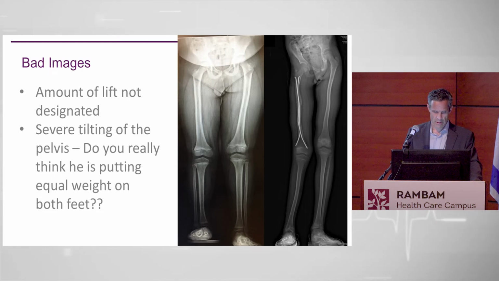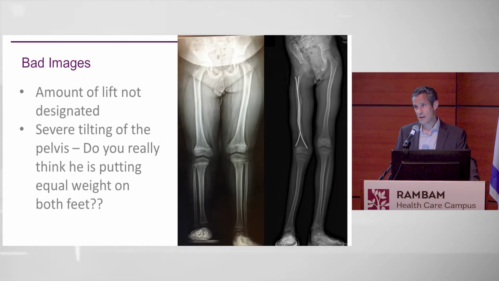And on the other x-ray here on the right, you see a ton of pelvic obliquity, and this patient most likely is either bending that long leg a little bit to weight bear equally, or he's not weight bearing equally, and the feet aren't clear down on the ground. Perhaps he can stand that way if he's really flexible, but there should be a lift put under him to make him be able to stand a little bit more comfortably.